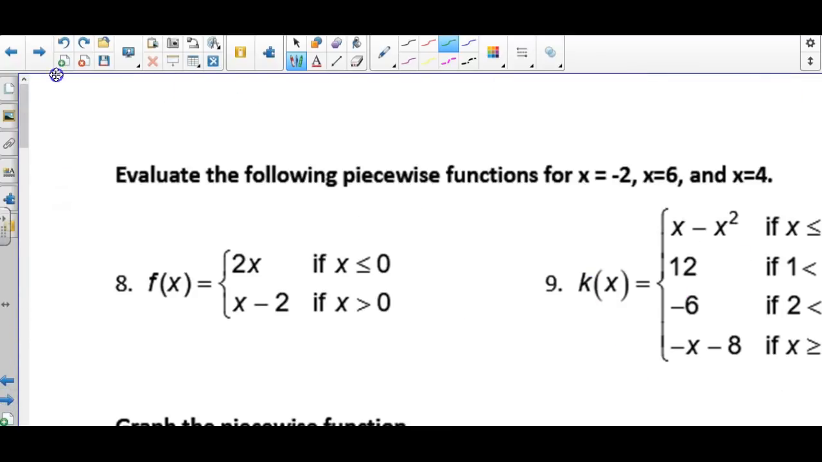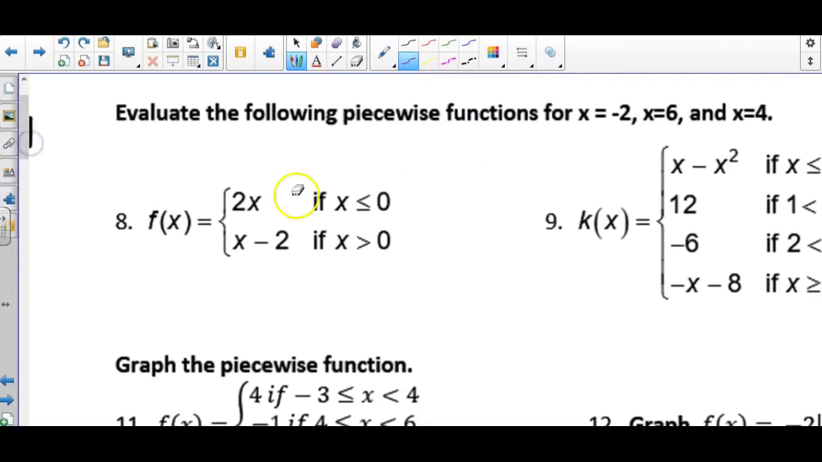Piecewise functions, guys. That's what we've been working on the last 2 days. So let's go ahead and dig right in. Evaluate the following piecewise functions for these x values: -2, 6, and 4.